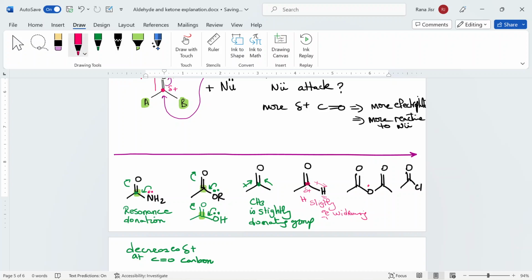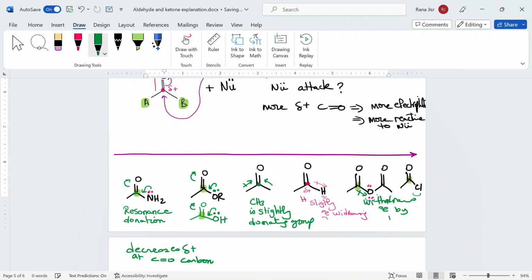For anhydrides, let's consider this carbonyl over here and this carbonyl over here. Both of these carbonyls are connected to an oxygen or a chlorine. The oxygen over here is considered to be an electron withdrawing group. Why? Because it's connected to another carbonyl. So it will donate electrons by resonance, but at the same time, it will withdraw electrons by inductive effect.